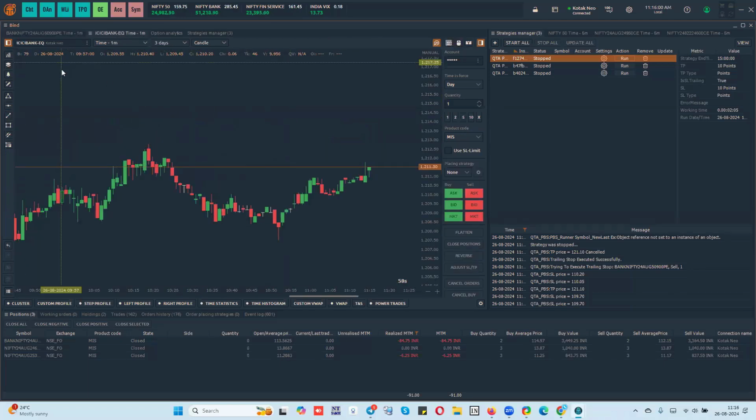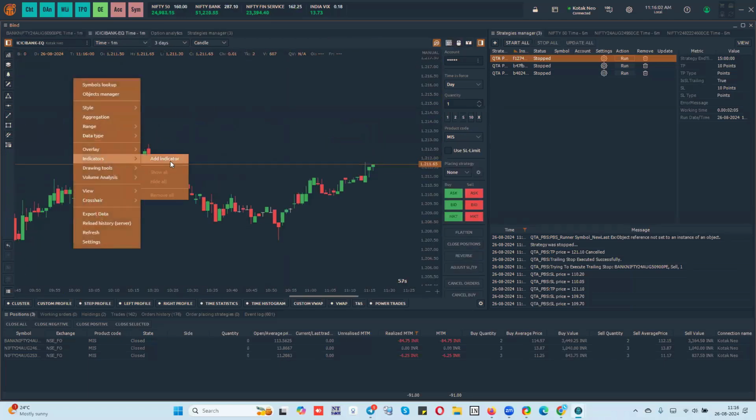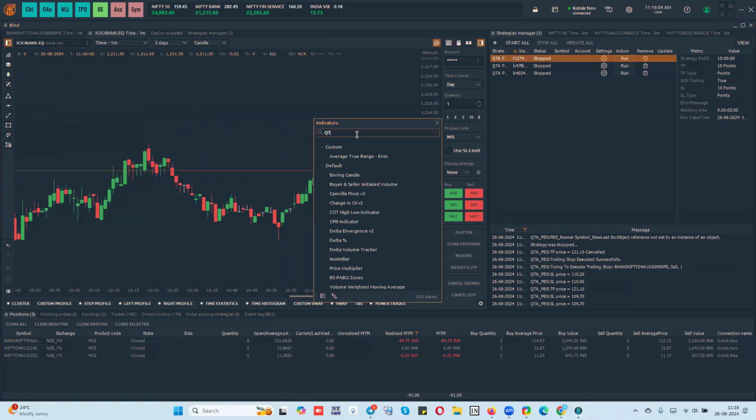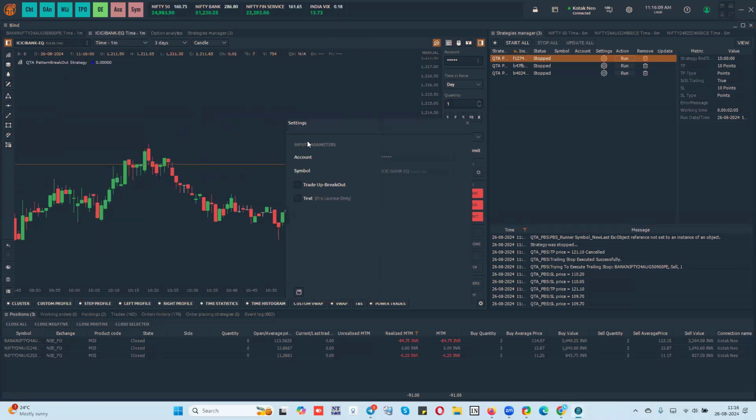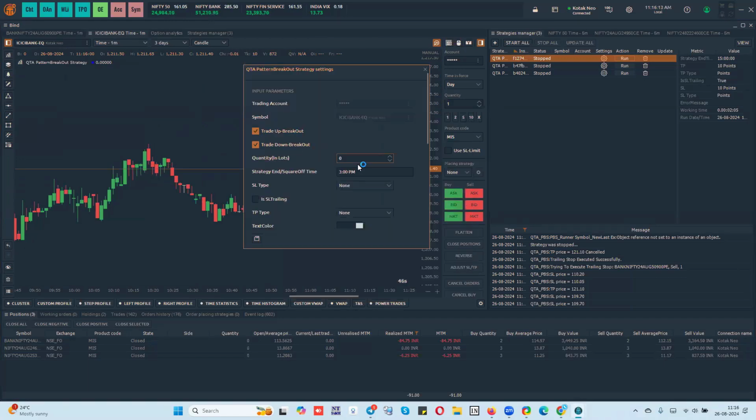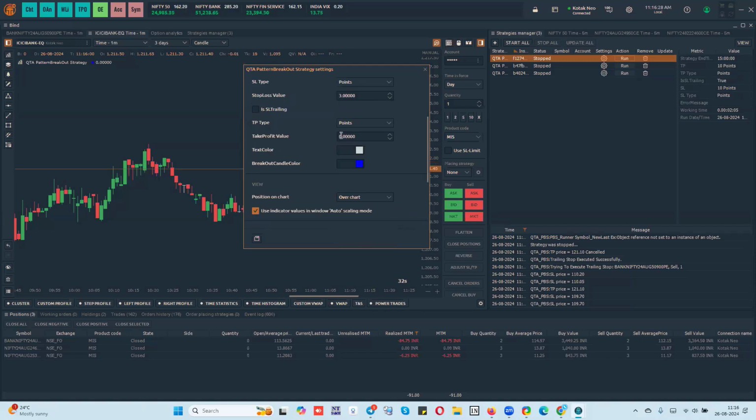So let's say I'll move to this symbol, add QTA, pattern breakout strategy. I will enable both the sides, buy as well as sell. I'll select quantity as 5 shares. Stop loss I will put in points, 3 points. Take profit again in points.